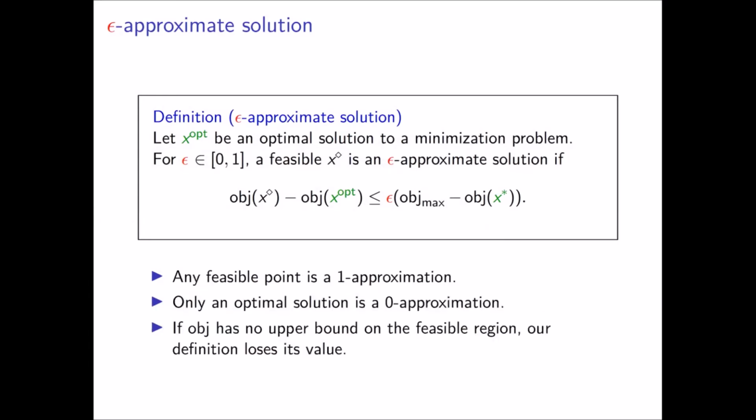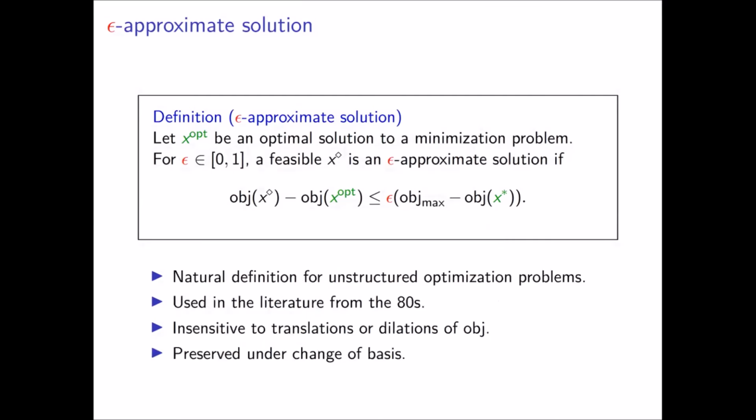Observe that any feasible point is a 1 approximation, according to our definition, and only an optimal solution is a 0 approximation. If the objective function has no upper bound on the feasible region, our definition loses its value because, of course, any feasible point is an epsilon approximation for any positive epsilon.